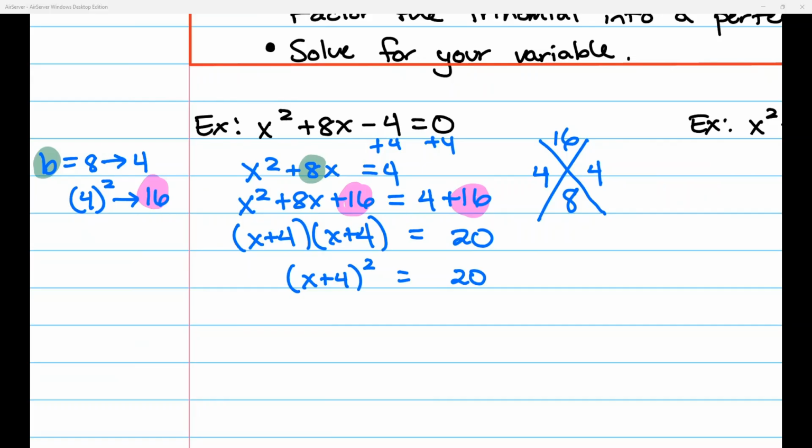And now you only have one x to deal with instead of a bunch of x's, which means now you can actually solve for it. So we're going to undo what's being done to the x. We're going to solve for a variable. So let's see, how do I get rid of the squared? I'm going to square root both sides.